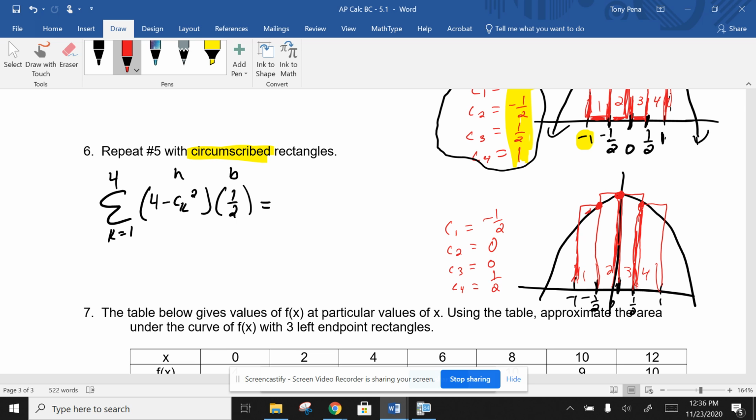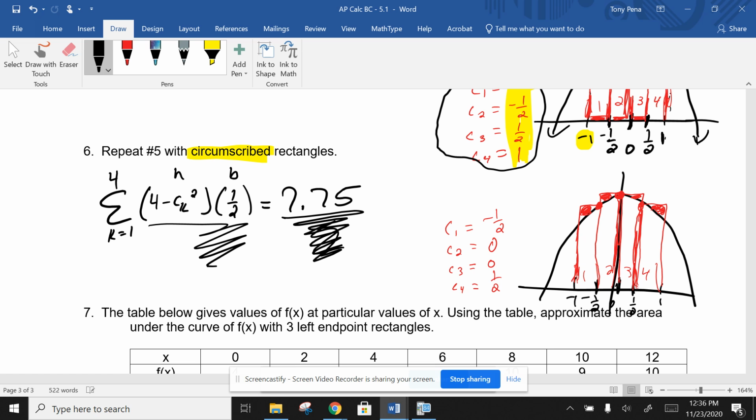Before I tell you the answer, we should hopefully understand that the answer I'm about to write down should be bigger than the previous one, because where that one was an under approximation, circumscribed in this case is going to be an over approximation, so this answer should now be bigger. And in this case, it is 7.75, when you plug all those in. Again, just keep in mind, you have to do this on the quiz, so please make sure at some point you can take all those in, plug them in, and get those answers.